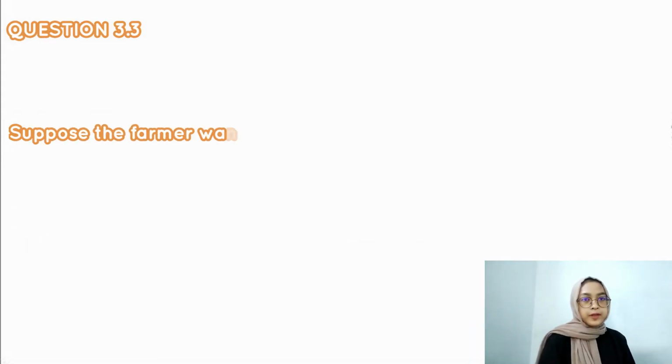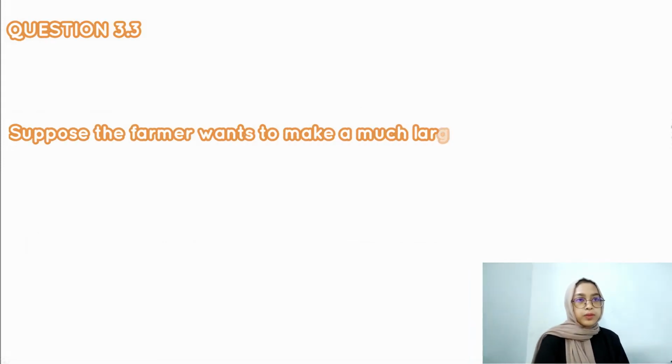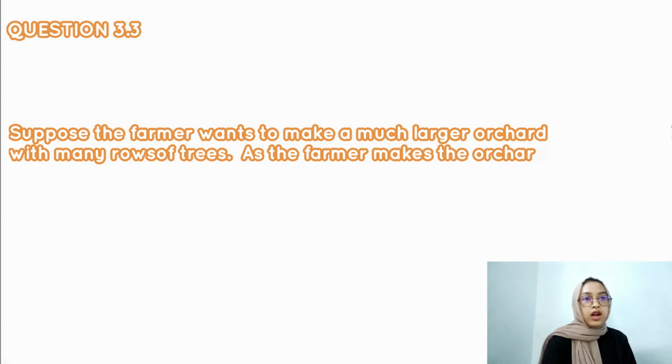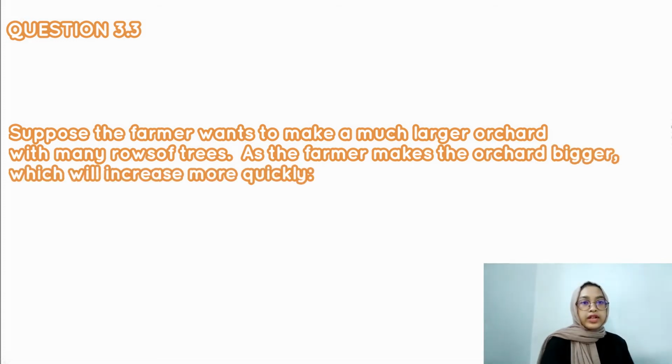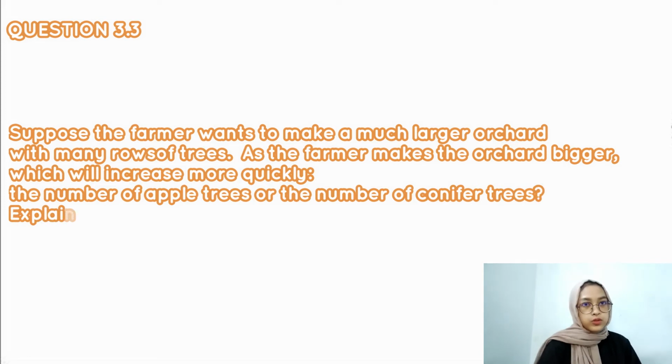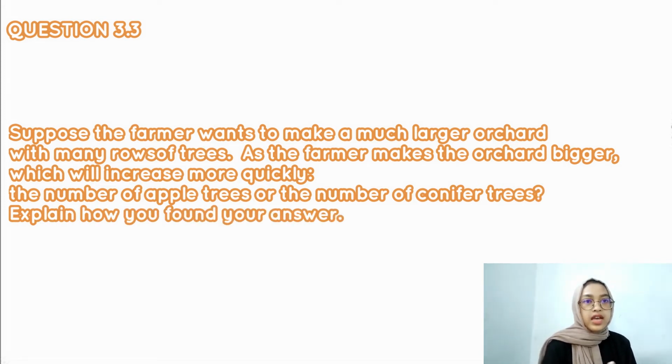Question 3.3. Suppose the farmer wants to make a much larger orchard with many rows of trees. As the farmer makes the orchard bigger, which will increase more quickly, the number of apple trees or the number of conifer trees? Explain how you found your answer. So, the answer to question 3.3 is apple trees, accompanied by a valid explanation.